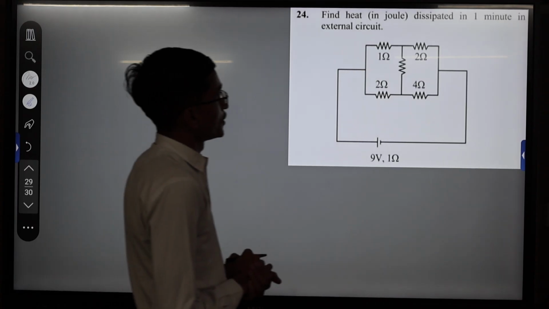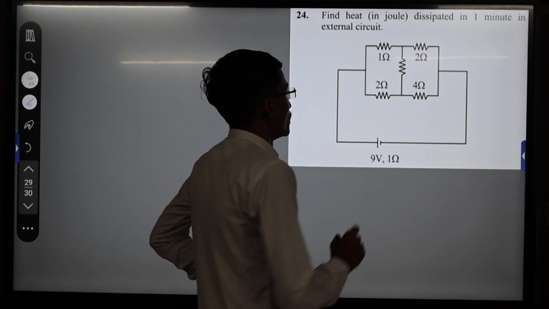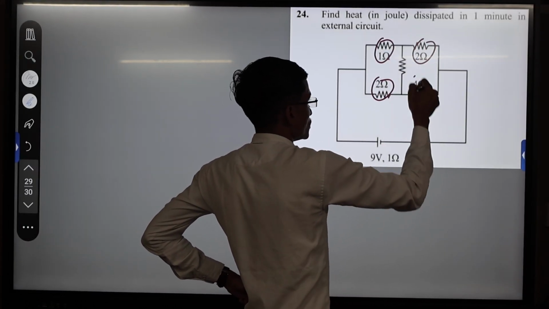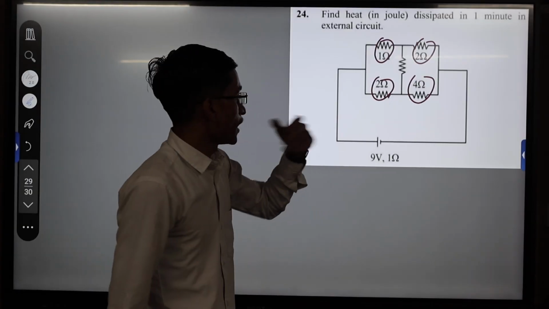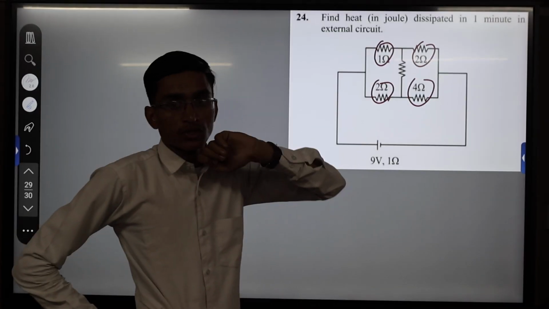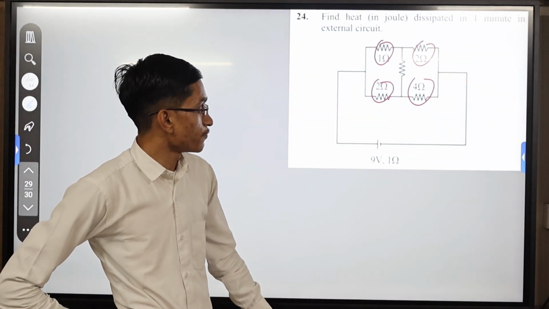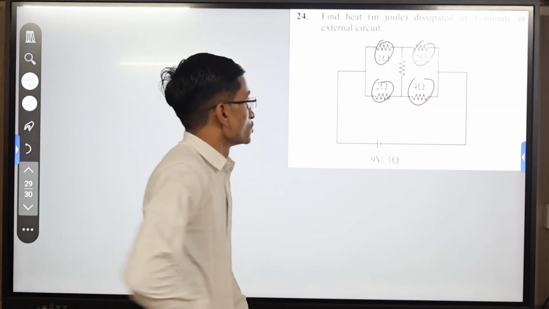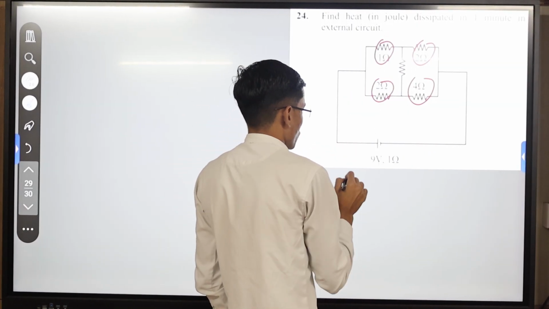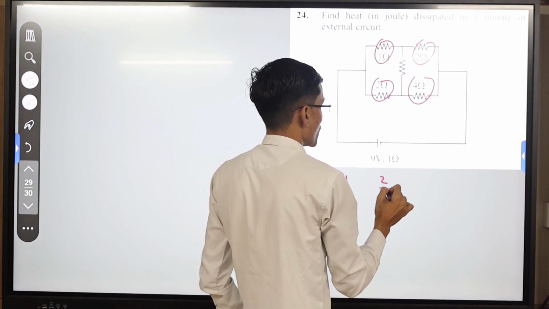Find the heat in joules dissipated in 1 minute in the circuit. Let us say this is 1 ohm, this is 2, this is 2, this is 4. When we have a diagram in which 5 resistors are given, we have to first find out whether it is a balanced bridge or not. So check that 1 by 2 on the left side is equal to 2 by 4 on the right side.